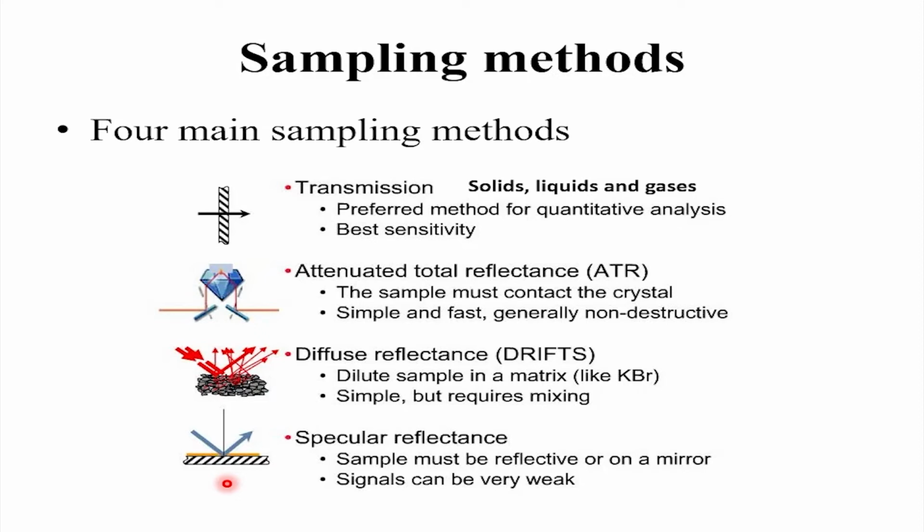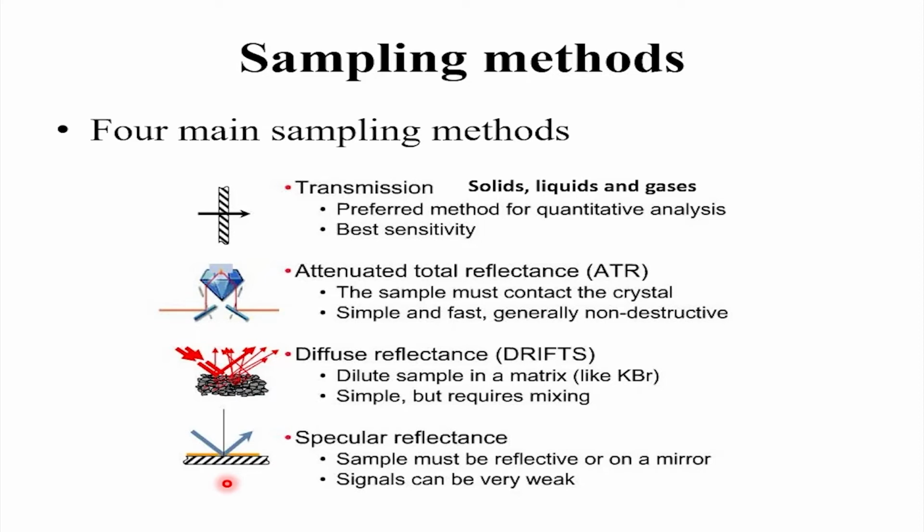So ATR mode cannot record the absorption peaks of a metal oxide. Therefore, we won't be able to use ATR mode for a sample which is having a metal oxide. So if the sample contains metal oxide, we have to make a pellet out of this powder sample and use it in the transmission mode.